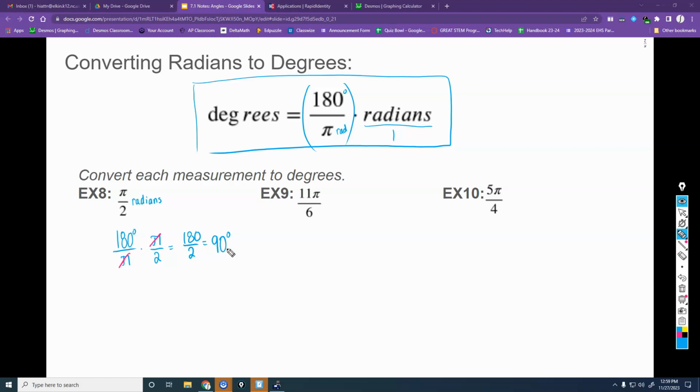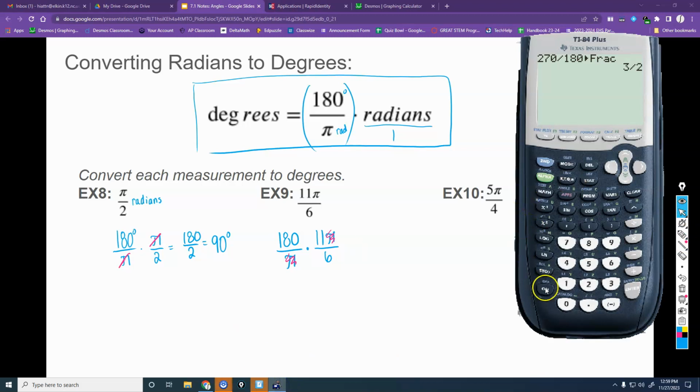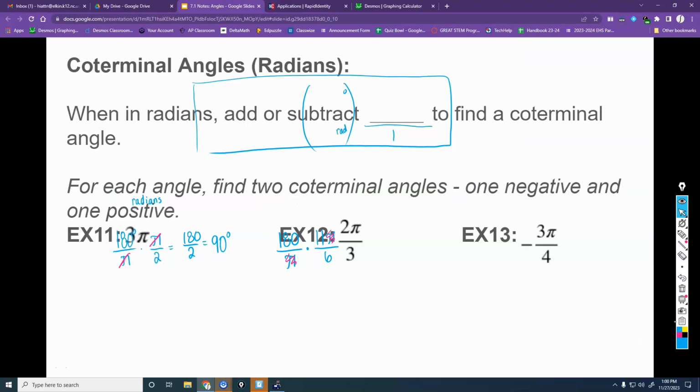So like for example 9, I've got to do 180 over pi times 11 pi over 6. So what should happen most of the time, unless they've given you a strange problem, is the pi's should cancel. And so then you need to multiply straight across. So 180 times 11 is going to be 1980, and the bottom will get 6.